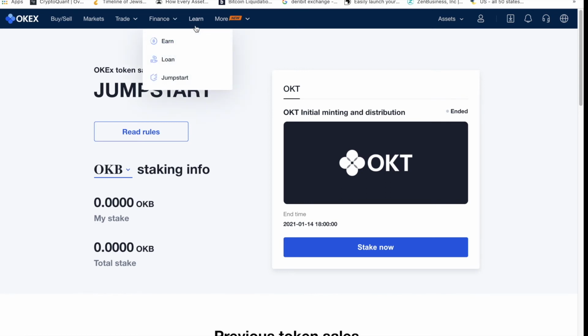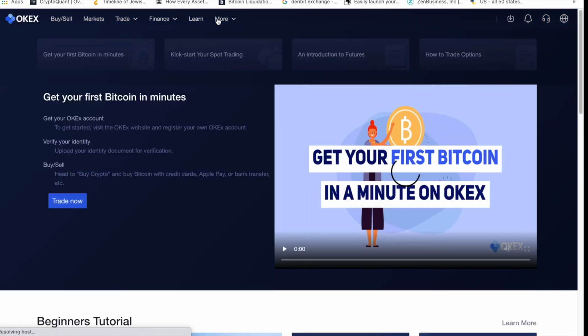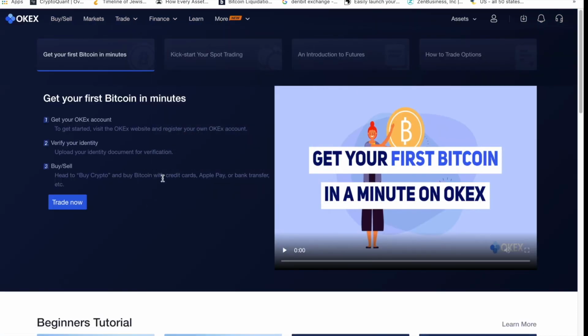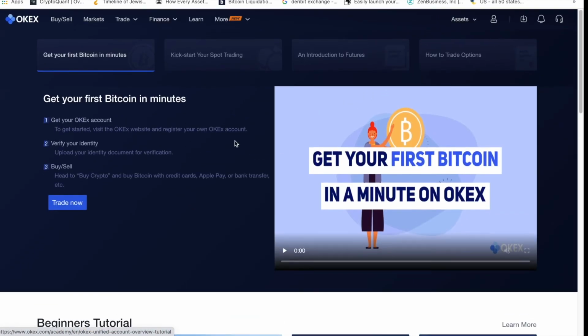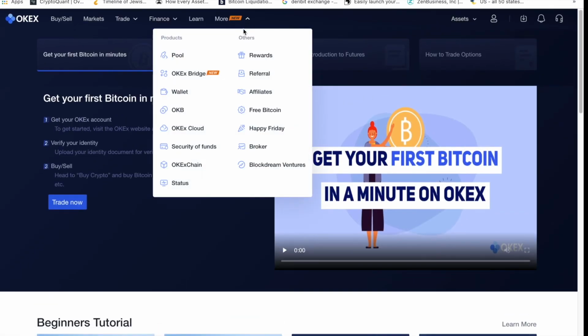So now we've covered this specific section. Also, you have the Learn section. You can also learn more about cryptocurrency. If you're a newbie, this would be something also for you guys to cover. And then you have the following, which is the More section. This is something that you can read.